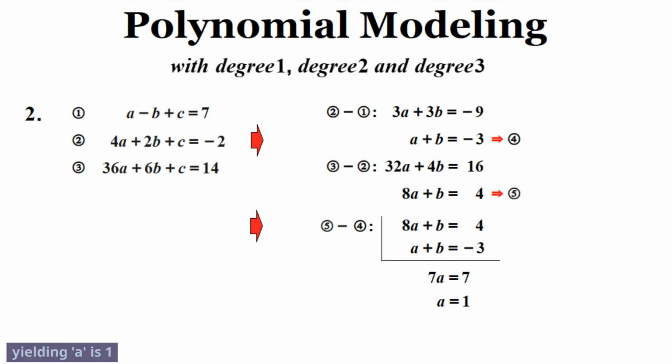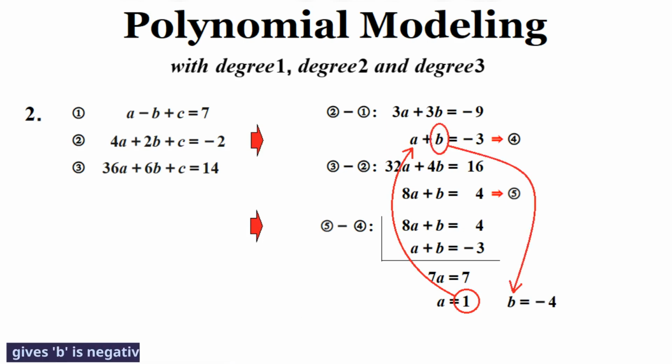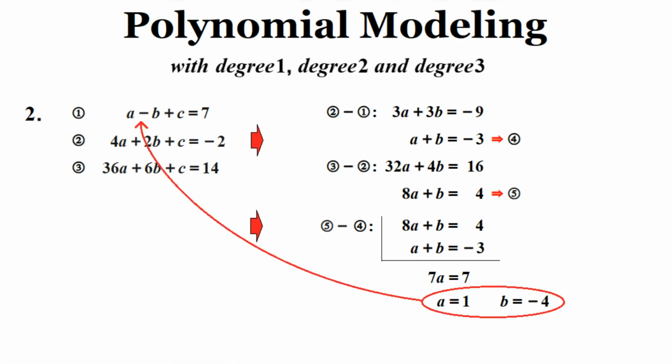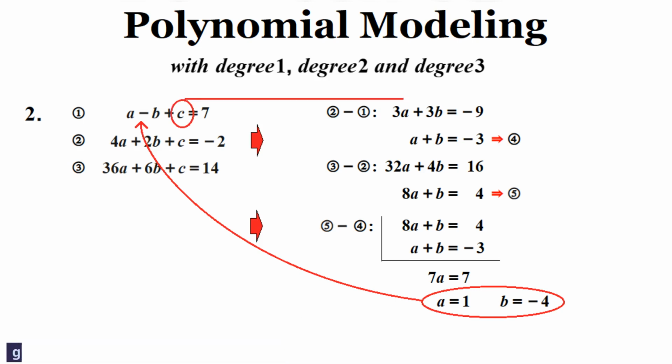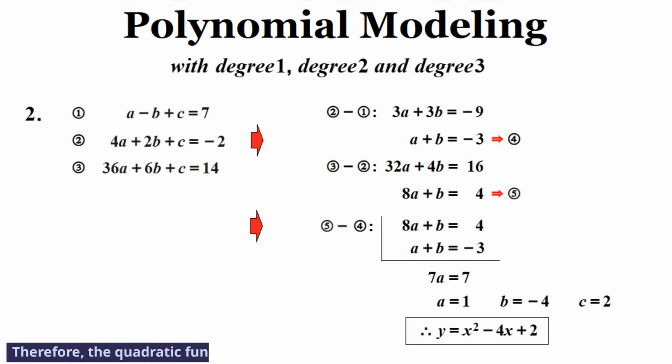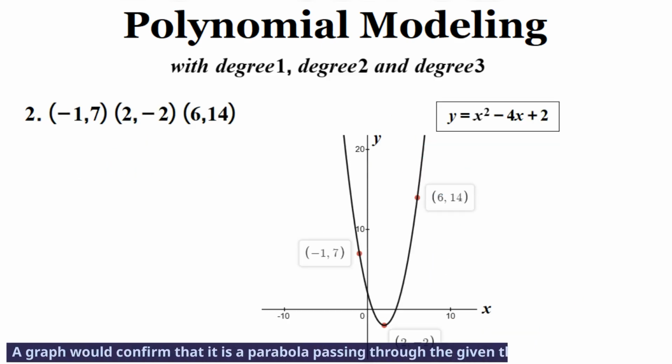Yielding a is 1. Substituting 1 into equation 4 gives b is -4. Substituting a and b into equation 1 gives c is 2. Therefore, the quadratic function we seek is found. A graph would confirm that it is a parabola passing through the given 3 points.